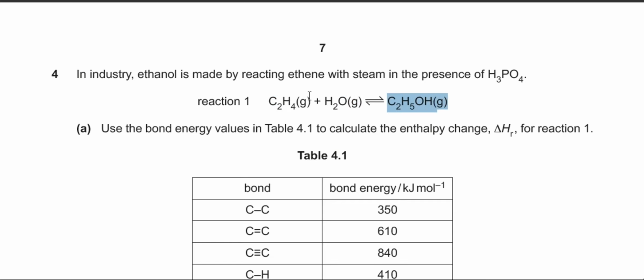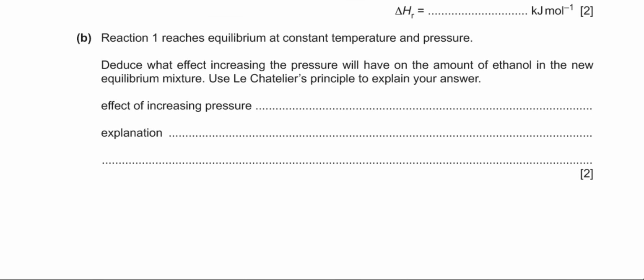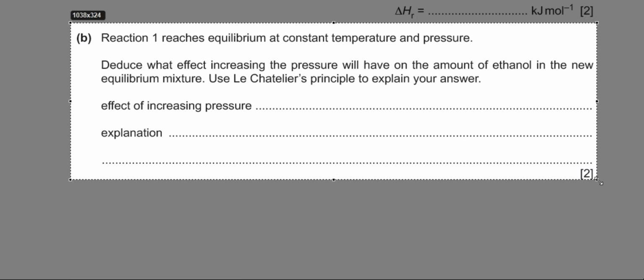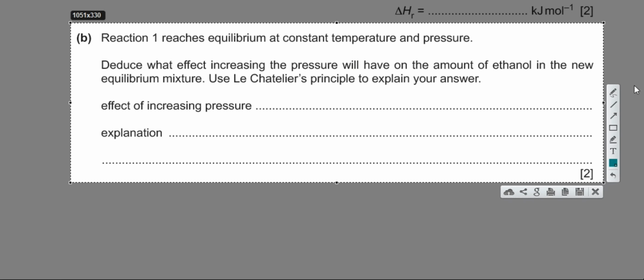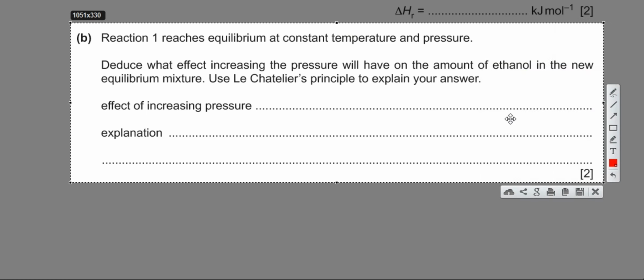So higher moles on the left, lesser moles on the right. So what will happen, increasing the pressure shifts the equilibrium from the left side, from reactants to the product, and this will definitely increase the amount of ethanol. So the effect we are going to write in a straight way is that the amount of ethanol will increase at equilibrium. So let me write. So amount of ethanol increases.